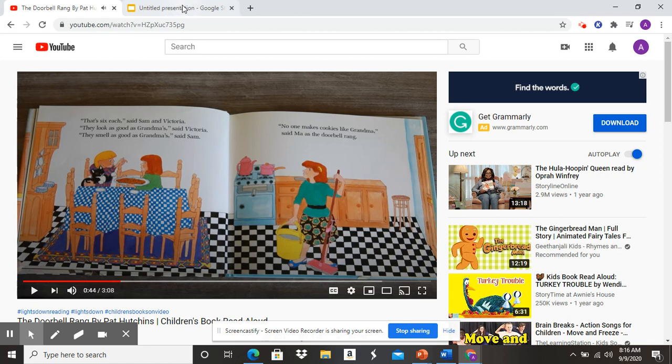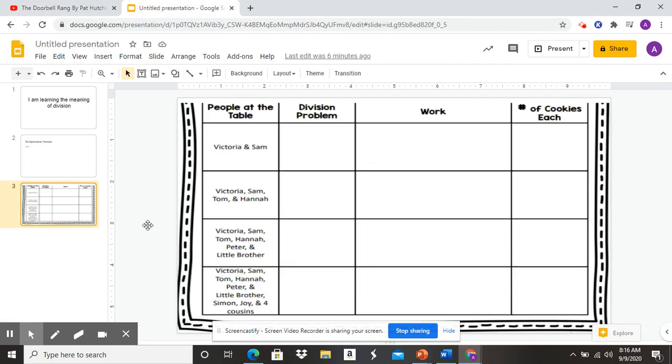Okay, let's go back over here, and it says I have Victoria and Sam, okay? So let's show my work. I'm going to make a group, and I'm going to title this Victoria, and I'm going to title this group Sam, okay? All right. How many cookies did it say that they had? It said they had 6 each, so I have 1, 2, 3, 4, 5, 6 for Victoria, and 1, 2, 3, 4, 5, 6 for Sam, okay?